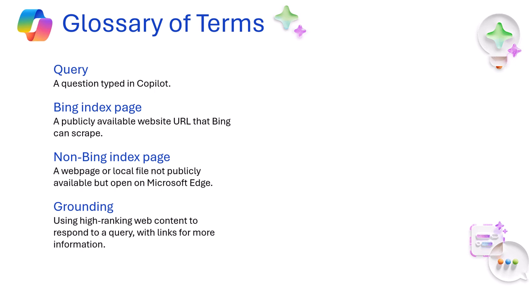I mentioned grounding before. Grounding is basically just ranking the websites and the content in there, and then it gives you a summary of links that it used to get that information so you can click and learn more if you wanted to. So it gives you some answers, but it also gives you some resources, which is nice.